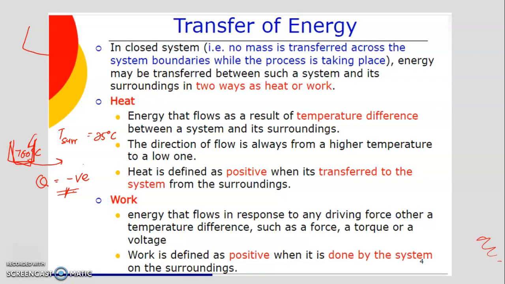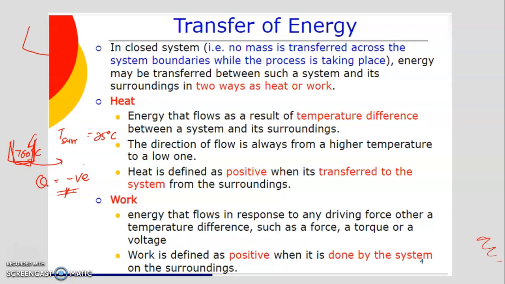So other than the three forms of energy, there are two other types of energy under transfer of energy. In a closed system, no mass is transferred across the system boundary while the process is taking place. Energy may be transferred between such a system and its surroundings in two ways, as heat or work. So heat and work are defined as energy.